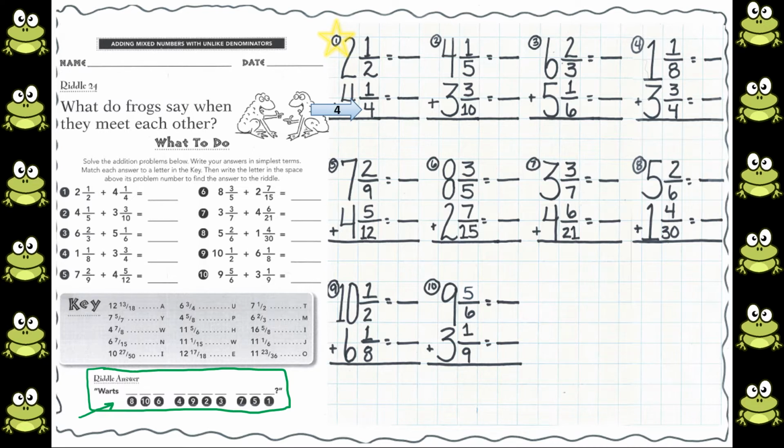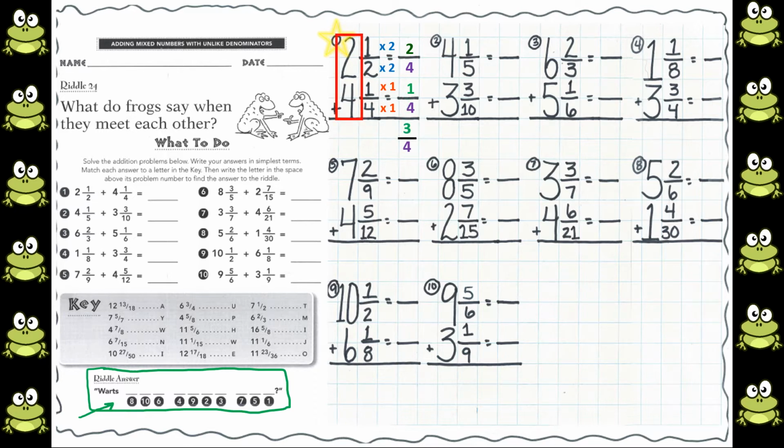I take a look at the larger denominator. It is a 4. 4 is a multiple of 2, so I can use it as my common denominator. 2 times 2 equals 4. 1 times 2 equals 2. 4 times 1 equals 4. 1 times 1 equals 1. We keep the denominator 4. 2 plus 1 equals 3.